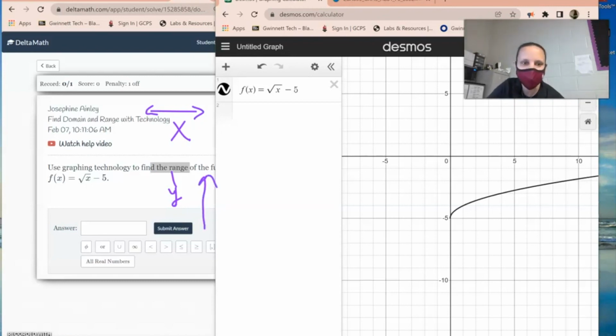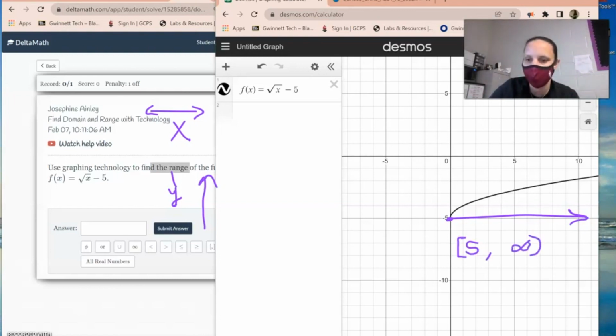So if my question was asking me for domain, where is my graph starting? Right here. And because I'm doing X, I'm going right and left. Where does it go? Like this. So it starts at 5. Does it include 5? Yes, it does. So that's closed. And where does it stop? Infinity. Does it include infinity? No, because that's not a number.